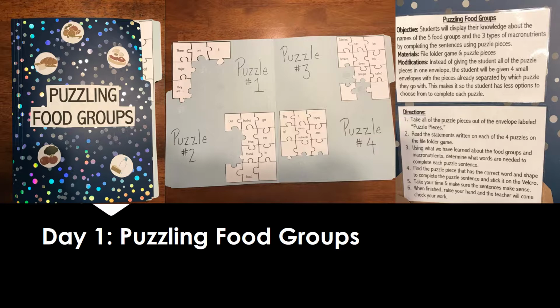And then also to the right is my objectives card, which lists the objectives of this game, the materials needed, and the modifications. And the modification I made is that instead of putting all the puzzle pieces into one envelope, you would separate the puzzle pieces into 4 different envelopes, and then write puzzle 1, 2, 3, 4 on the different envelopes, so that they know which pieces go with which specific puzzle.